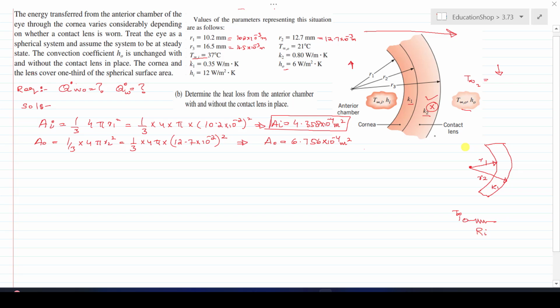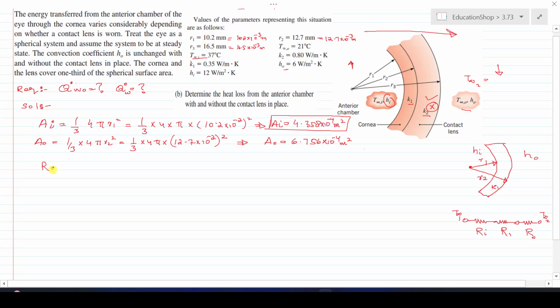resistance Ri, because here the convection heat transfer coefficient is Hi, and here the convection heat transfer outside the cornea is H0, and this layer, the corneal layer, whose thermal conductivity is K1, also offers some resistance to the heat transfer, that is R1, and finally resistance R0 outside the cornea, and the temperature reaches T infinity 2.